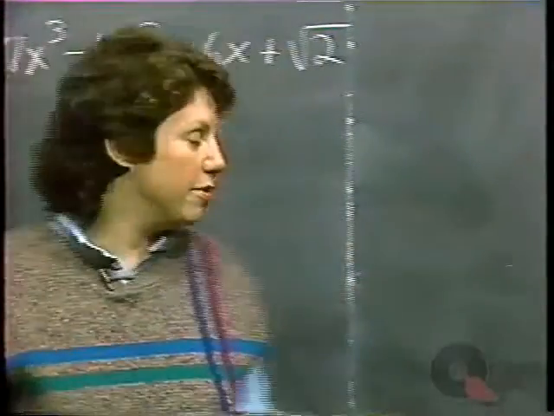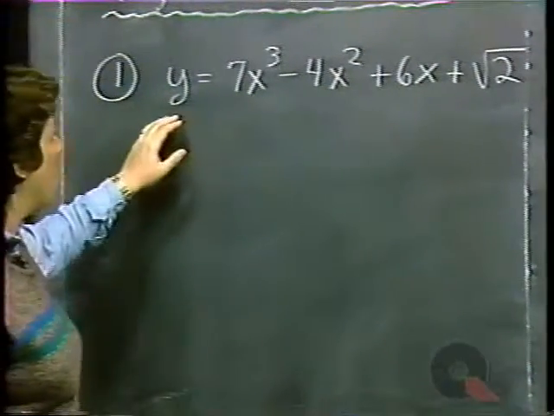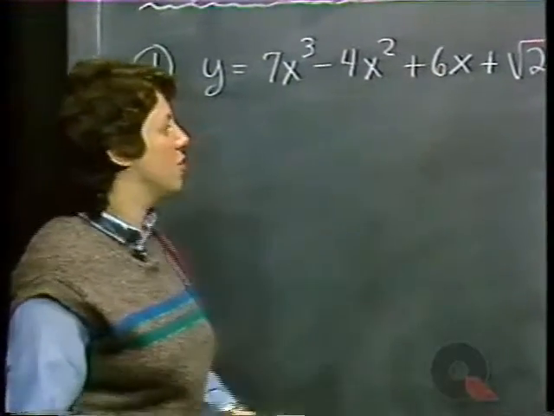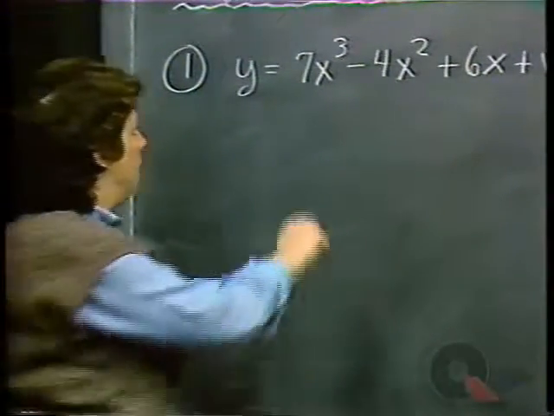In this video, we're going to be reviewing the differentiation of algebraic functions. Let's start with a simple function, a polynomial. y equals 7x cubed minus 4x squared plus 6x plus the square root of 2. This is a polynomial function.